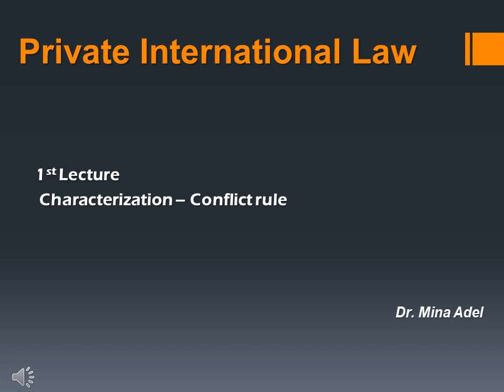So what does it mean? What is the conflict rule? The conflict rule is very important because it will help us to find the applicable law. As I told you, it is the bridge that will help us to go from the conflict of laws to find the applicable law. Here we will talk about which law will be applicable to this case. So the conflict rule is the key. The key that will help us to determine the applicable law.